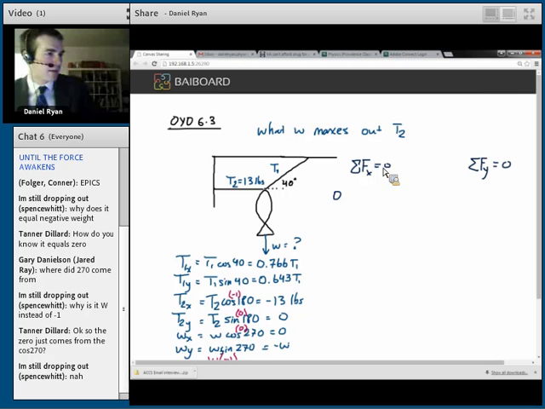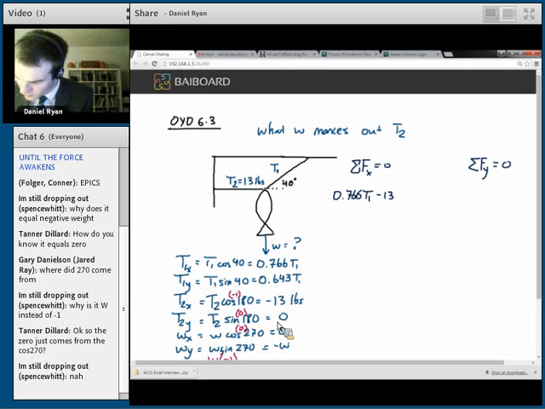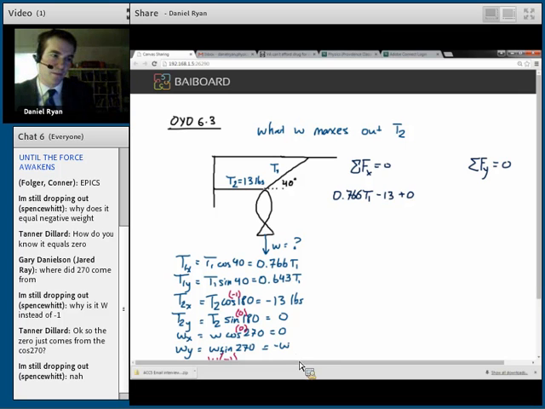T1x. So I'm looking down here. I'm pulling all the x things, all of the x forces. 0.766 T1. And then we have another x force down here, -13 pounds, and then the final one is just 0, so I'm going to say +0 just to keep track, and that's all equal to 0. Nice. Those zeros will make it easy for me to figure this out.